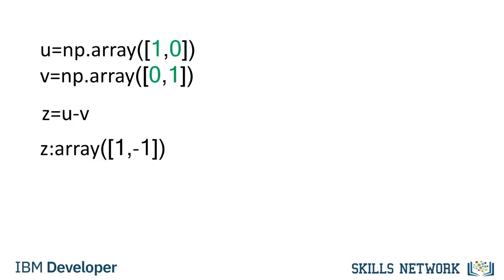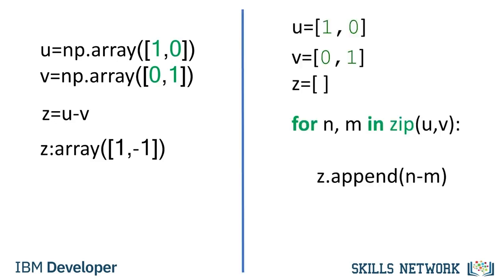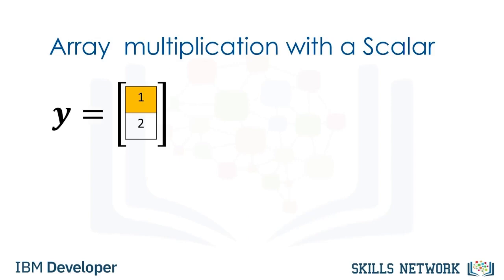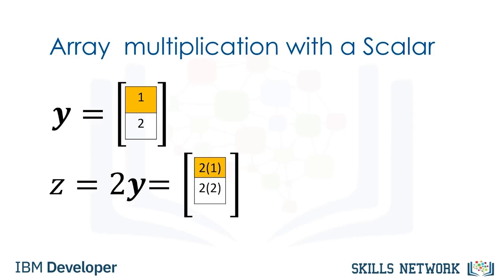We can also perform vector subtraction by changing the addition sign to a subtraction sign. It would require multiple lines to perform vector subtraction on 2 lists, as shown on the right side of the screen. Vector multiplication with a scalar is another commonly performed operation. Consider the vector y. Each component is specified by a different color. We simply multiply the vector by a scalar value, in this case 2. Each component of the vector is multiplied by 2. In this case, each component is doubled.